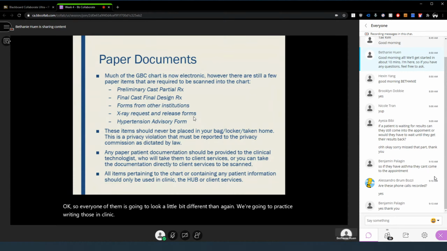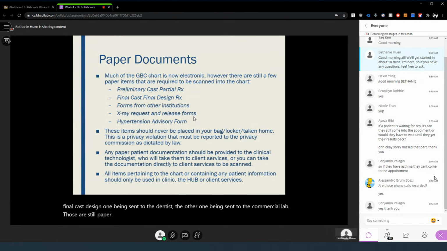So there are some paper documents that are more related to things that need to be sent out from the college, not so much internal forms. Our preliminary cast partial design and the final cast design, one being sent to the dentist, the other being sent to the commercial lab, those are still paper.